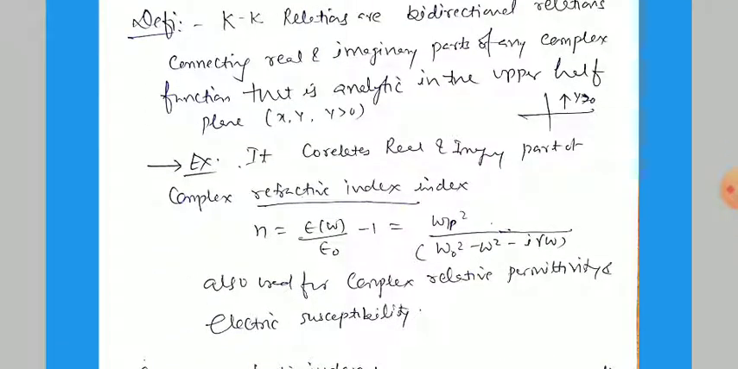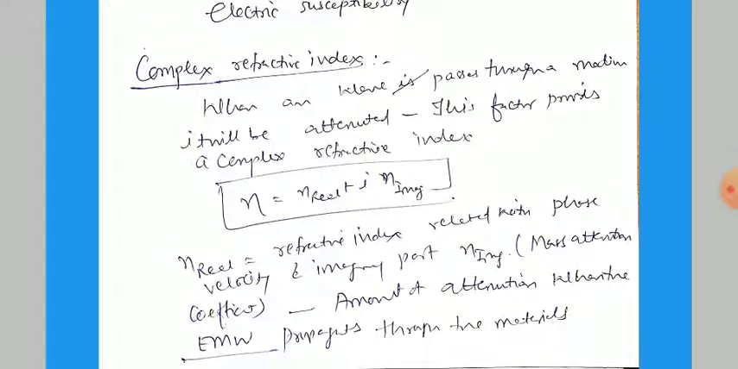For example, it correlates the real and imaginary parts of the complex refractive index, just like we have used in n equal to epsilon omega by epsilon 0 minus 1, and that we write as omega p square divided by omega 0 square minus omega square minus iota omega. So this is a complex quantity. It has a real part and an imaginary part. Its real part and imaginary part are correlated by these functions, and that is called the KK relations. Also used for complex relative permittivity and the electric susceptibility.